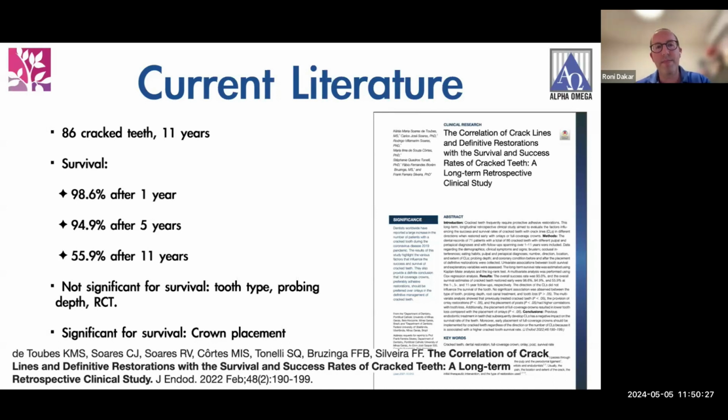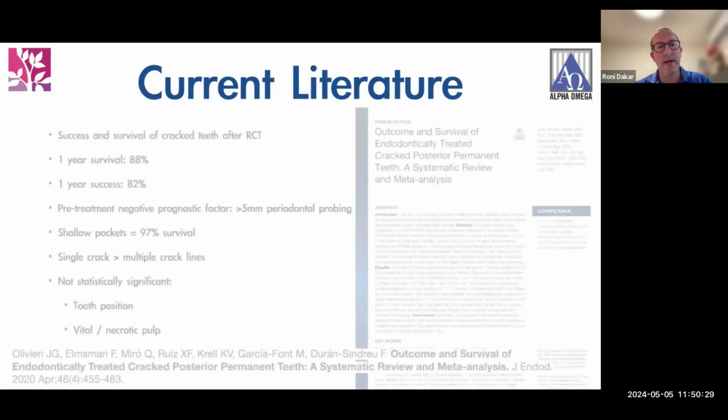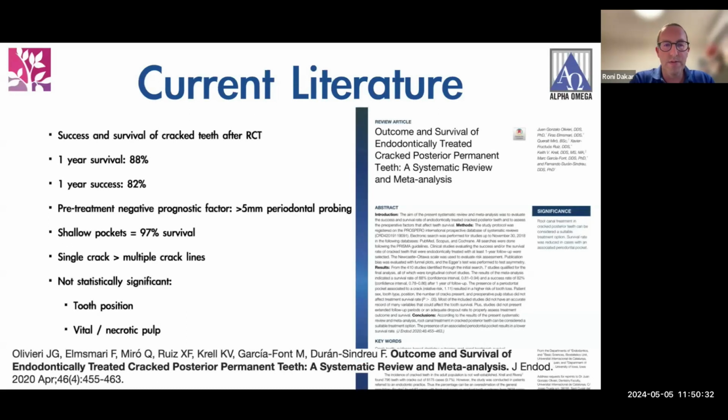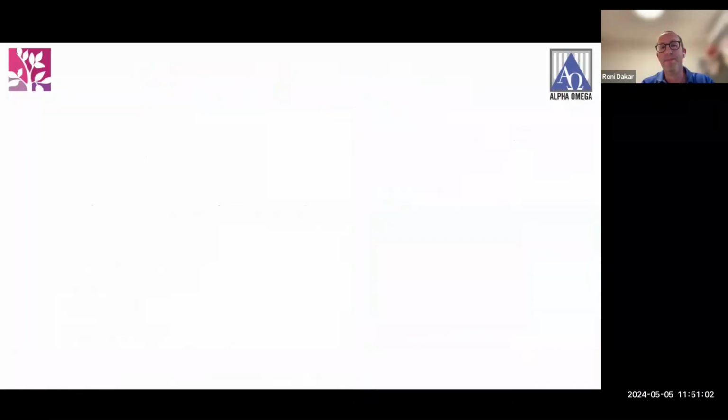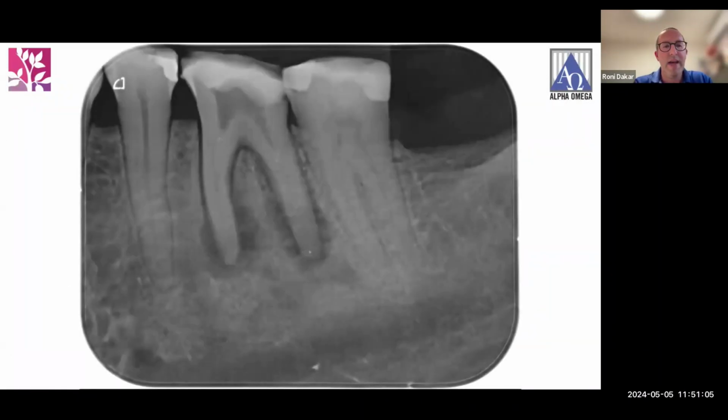And another recent study whose important findings are in the factors that reduce the prognosis of a cracked tooth from the outset. Deep pockets, as mentioned above, 5 millimeters significantly reduce the prognosis of a cracked tooth. And multiple cracks in the tooth structure also reduced the prognosis compared with a single crack.